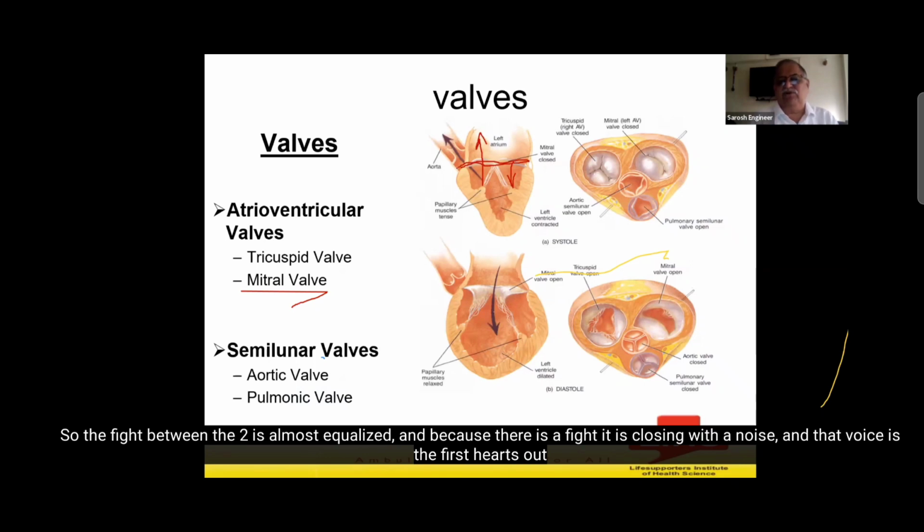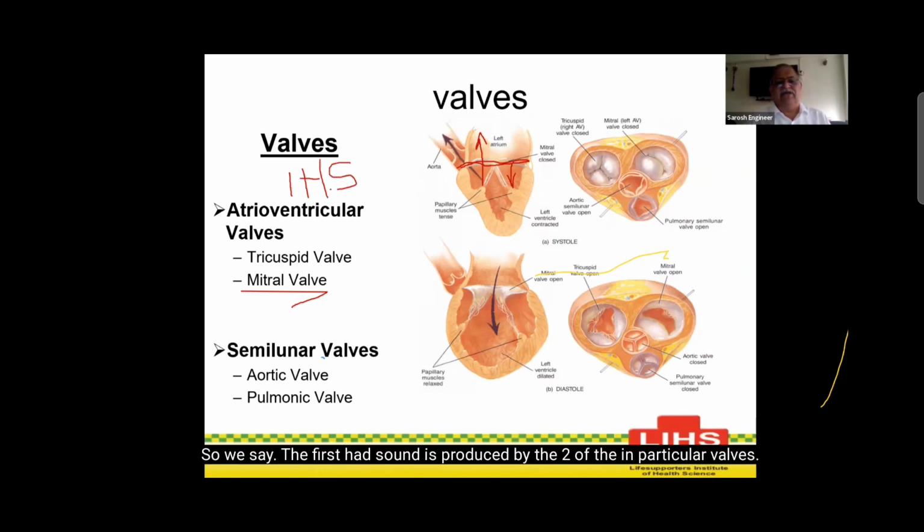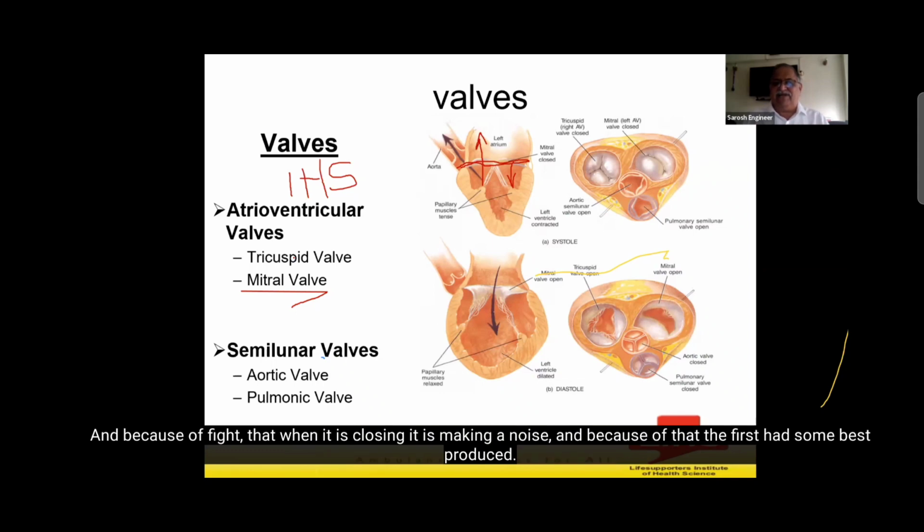So the fight between the two is almost equalized. And because there is a fight, it is closing with a noise. And that noise is the first heart sound. So we say the first heart sound is produced by the closure of the atrioventricular valves. So it's not just smooth closing. There's a fight, and because of the fight, when it is closing, it is making a noise. And because of that, the first heart sound is produced.